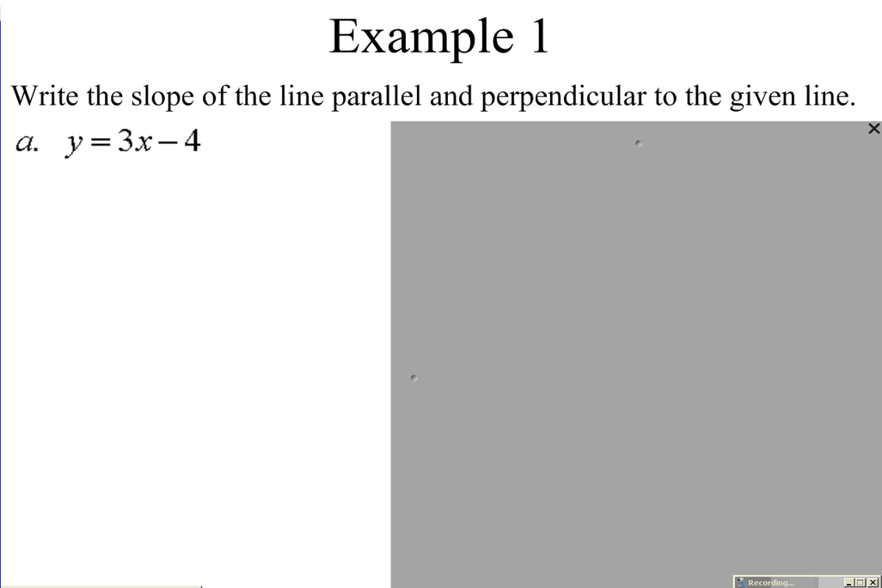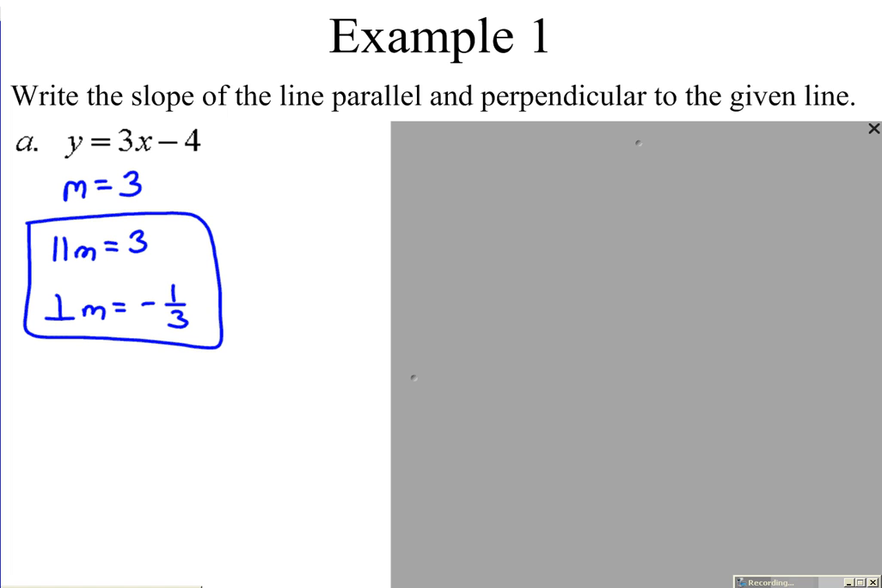Okay, so take this line and write the slope of the line parallel and perpendicular to it. Well, first, let's identify the slope of this line. The slope of this line is 3. So if the slope of that line is 3, that means any line that is going to be parallel to it has to have a slope of 3 as well. And any line that is going to be perpendicular to it is going to have a slope opposite and reciprocal, negative 1/3.